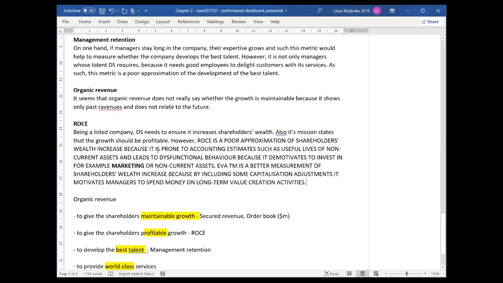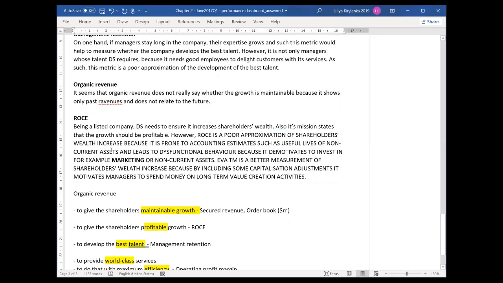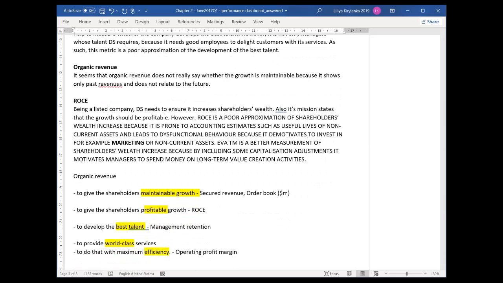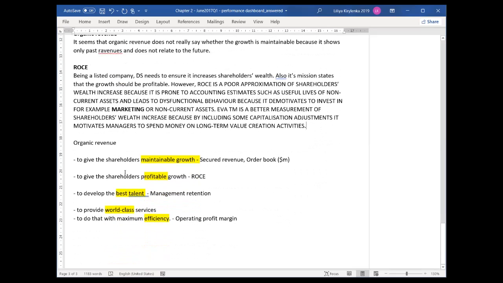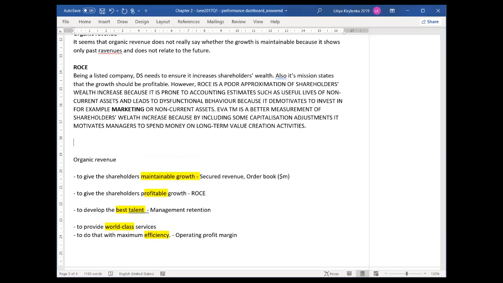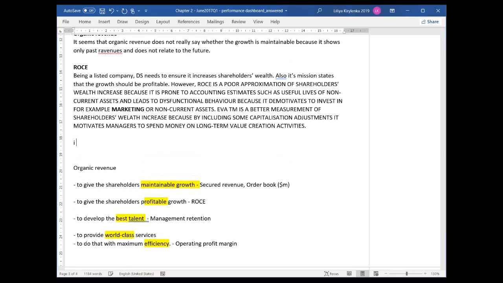All right, so we talked about each and every metric, and in the end, we need not to forget to find the part of the mission that was not covered. For us, it's to provide world-class services. And we say that it seems that none of the metrics measures whether the company provides world-class services.